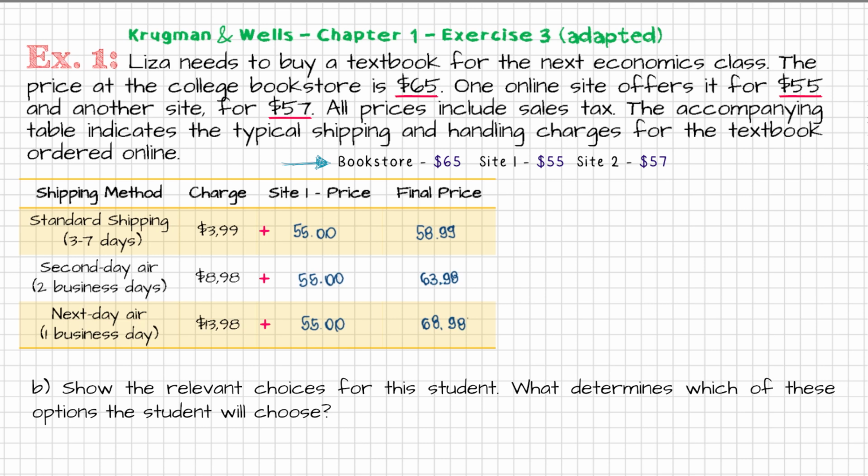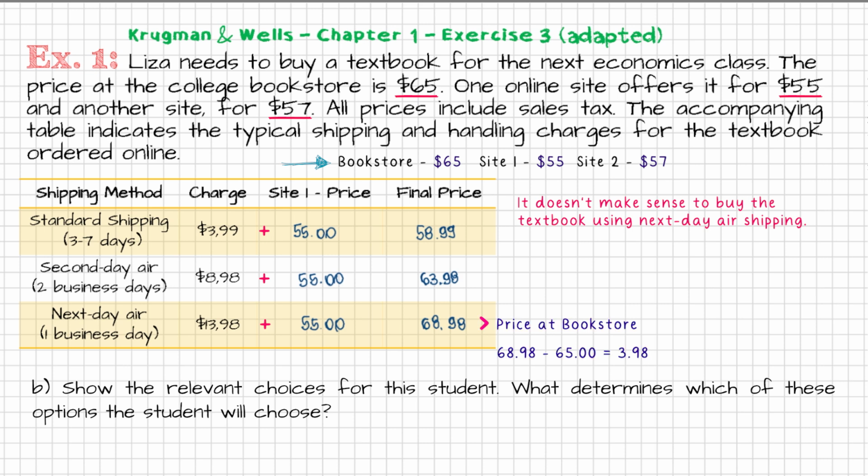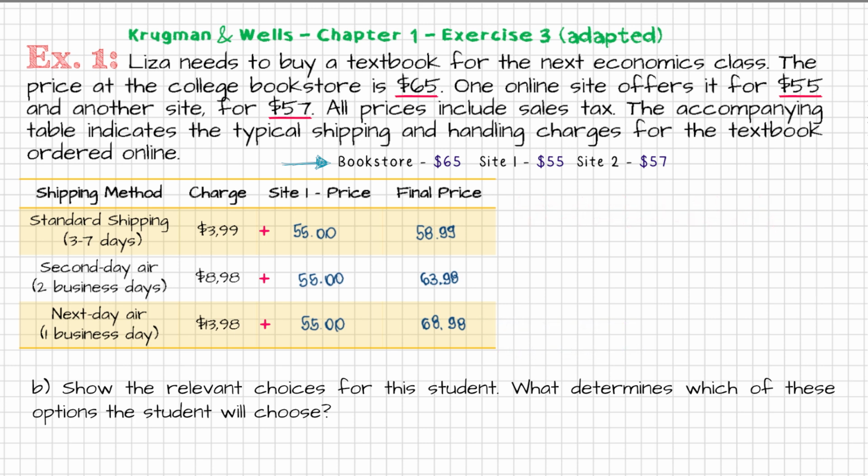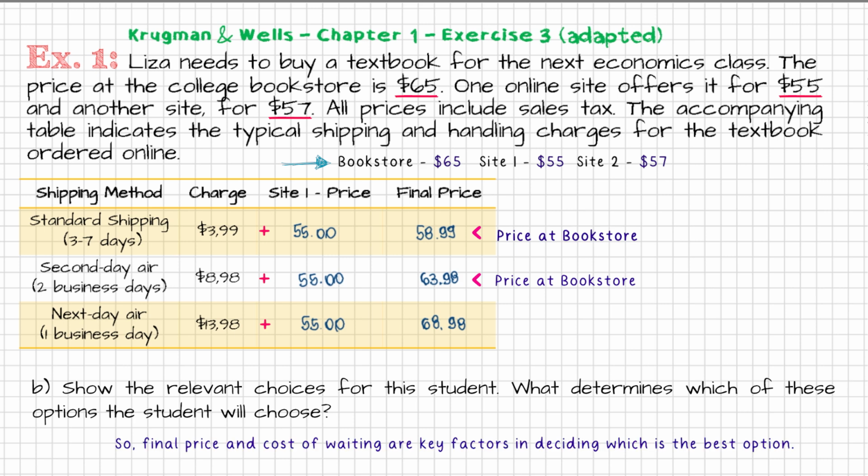Looking at these final prices, it doesn't make sense to buy the textbook using next-day air shipping because Liza can get the book today at the bookstore for $65, $3.98 less. On the other hand, buying online using standard shipping or second-day air shipping is cheaper than buying at the bookstore. If the cost of waiting for the book is zero, it's better to buy the book online. As the cost of waiting for the book increases, the more likely Liza is to buy the book from the bookstore. So, final price and cost of waiting are key factors in deciding which is the best option.